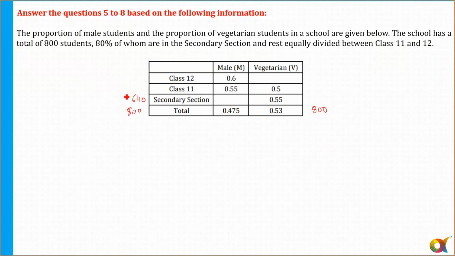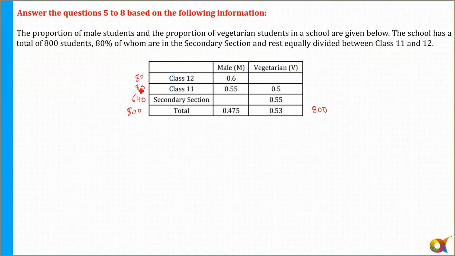and rest equally divided between class 11 and 12. Okay, so 20% of 800 is 160, and these 160 students are divided equally. So in class 12 there are 80 students, and in class 11 also there are 80 students here.